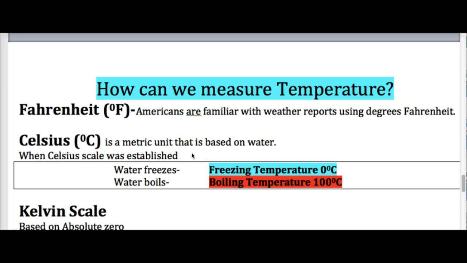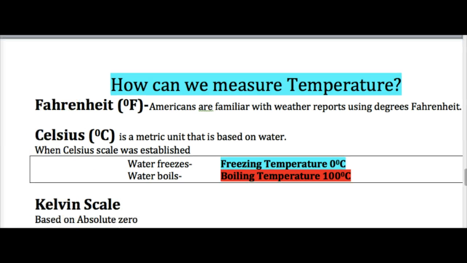When they were establishing the Celsius scale, they paid attention and watched when the temperature in the thermometer stopped dropping and the liquid water changed to a solid. That occurred at 0 degrees Celsius. And when the temperature on the thermometer stopped and the water went through a phase change and turned to steam, that's what they designated as 100 degrees Celsius, as boiling.